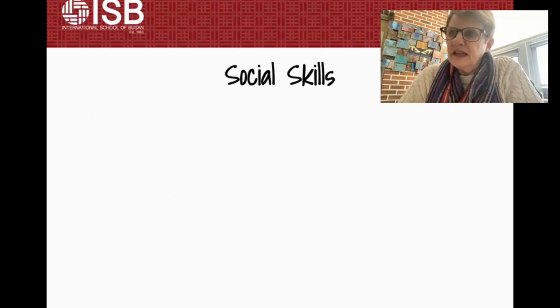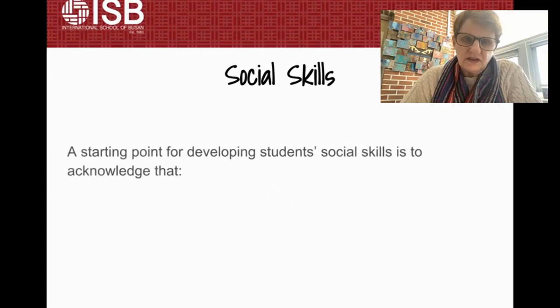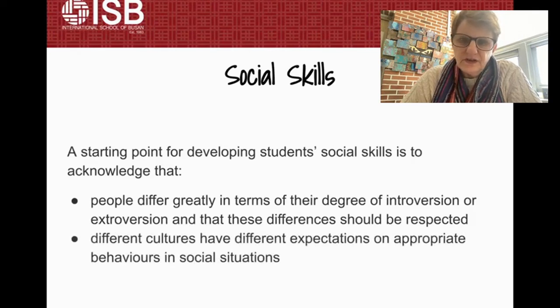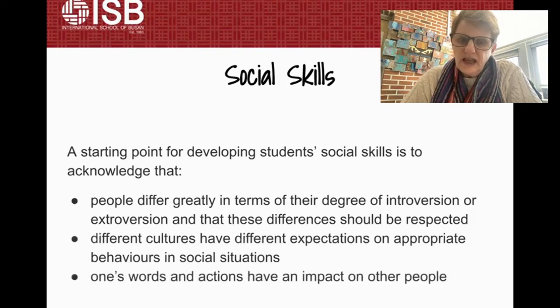A starting point for the next approach to learning, social skills, lies in the acknowledgement of 3 factors. 1, that people differ greatly in terms of their degree of introversion or extroversion, and that these differences should be respected. 2, that different cultures have different expectations on appropriate behaviours in social situations. And 3, that one's words and actions have an impact on other people. An understanding of these factors helps students to build harmonious working relationships with a range of people.